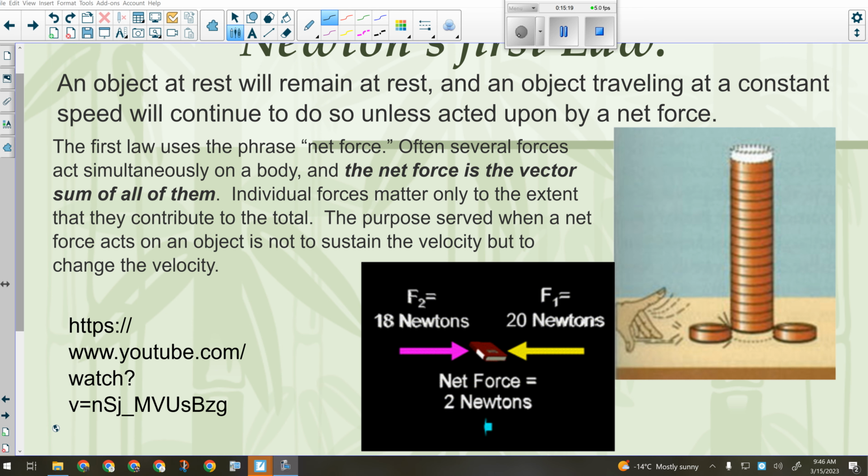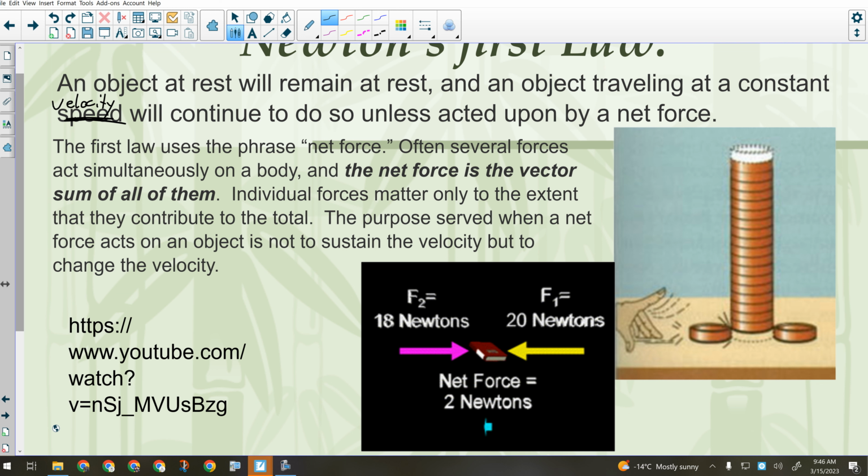Okay, so Newton's first law says an object at rest will remain at rest. An object traveling at a constant velocity, not speed, will continue to do so unless acted upon by a net force. So your net force is the unbalanced force.